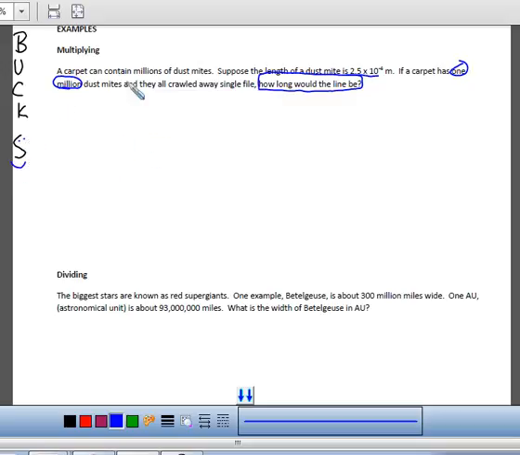Alright, now, we've got to think of a couple of things here. First, 1 million, what does that look like? Well, that's like this: 1 with 6 zeros. So really that's 1.0, or just 1 times 10 to the 6th power, which is also just 10 to the 6th power, because 1 times anything is just whatever that is.